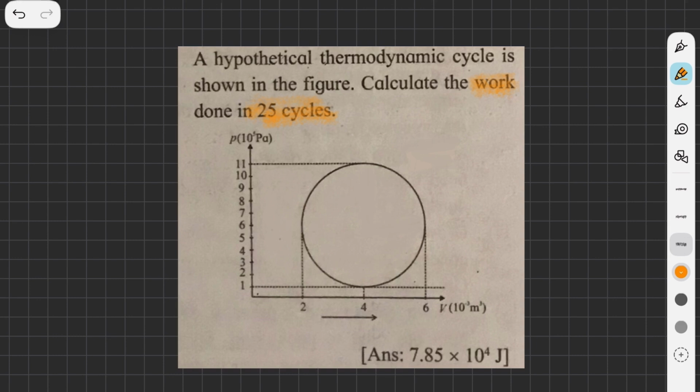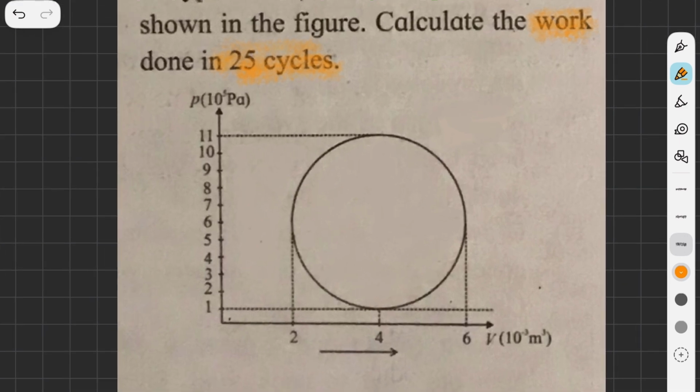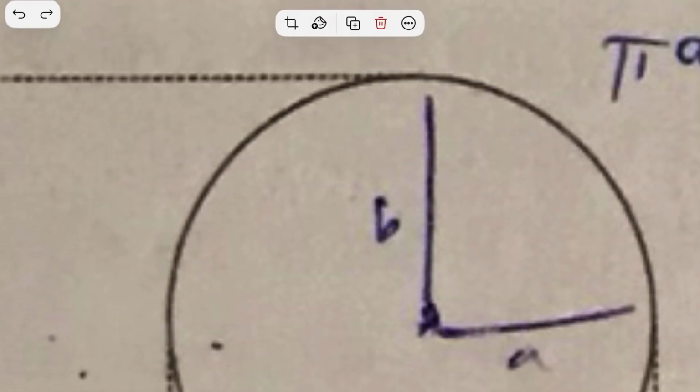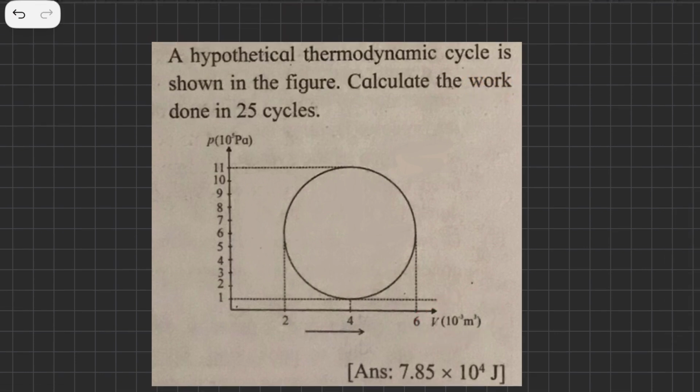Now this is one logic which I would like to highlight to every student: whenever there is a graphical type of question, you always check what is on the x-axis and what is on the y-axis. I'm seeing that there is pressure on the y-axis and the volume is given on the x-axis. Also, the pressure is in 10 raised to 5 pascals, and the volume is in 10 raised to minus 3 meter cube. So this is what the given data is. Whenever there is a graphical question, always study what is on the x and what is on the y axis.